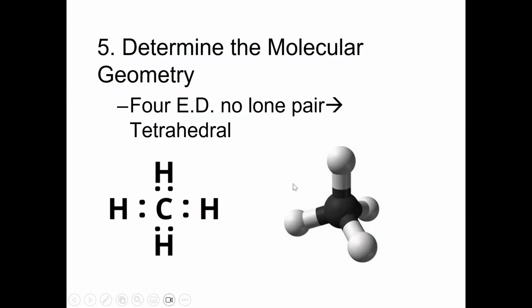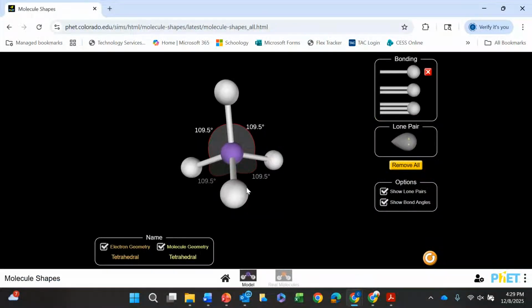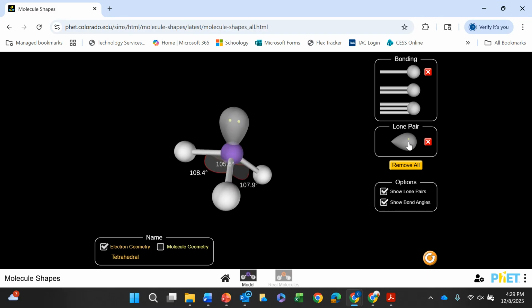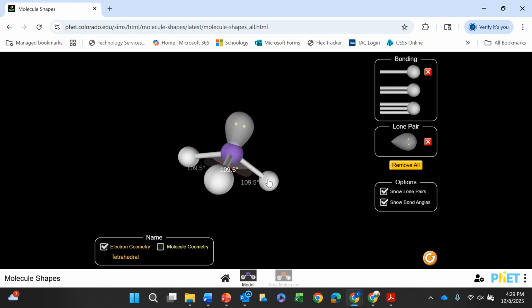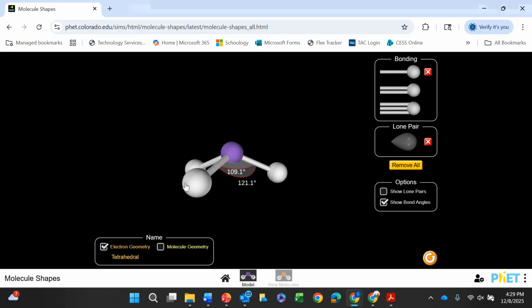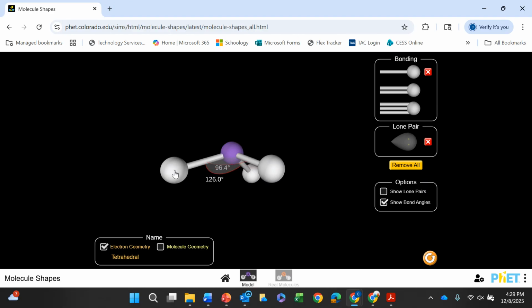Now, what if I have one lone pair? Let's do this. I'm going to get rid of one of these bonds and do my 4th electron domain, and I'm going to go ahead and add the lone pair. What do we call this shape? Let me tilt that up a little bit. Let's not show the lone pairs. Okay, see how we have something that looks kind of like a pyramid? A really shallow pyramid, but a pyramid where the 3 atoms are all in the same plane as themselves, but they're all below that central atom.